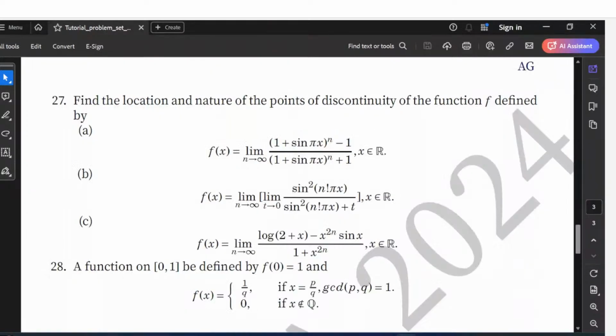Okay, find the location and nature of the points of discontinuity of the following function. Just look at the function, write it down, then we discuss. It's easy, but you have to know how to do it. f(x) is the limit as n tends to infinity of (1 plus sin pi x) whole to the power n minus 1, by (1 plus sin pi x) whole to the power n plus 1.